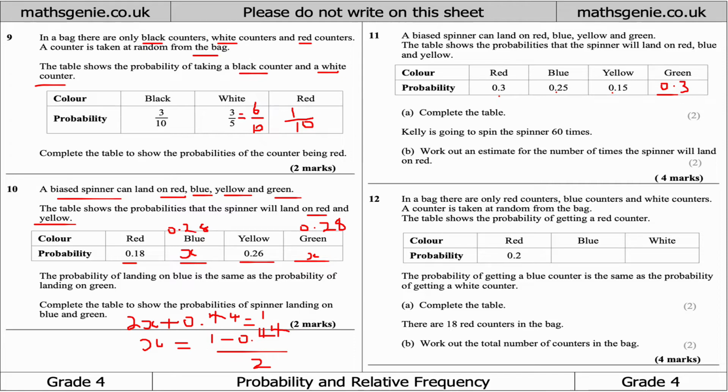So that's part A. Kelly is going to spin the spinner 60 times. Work out an estimate for the number of times it will land on red. Well, it's going to be 60 times the probability of red, which is 0.3.